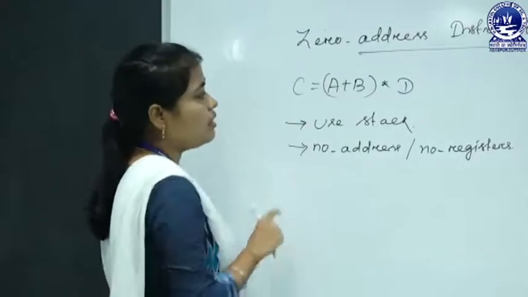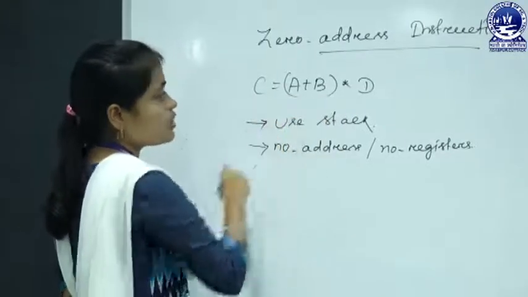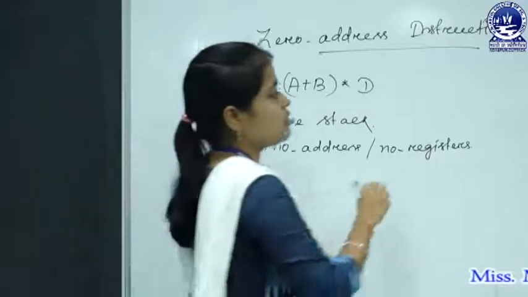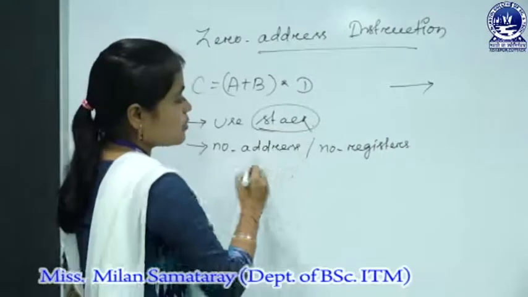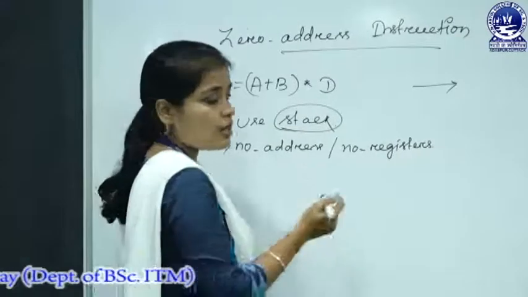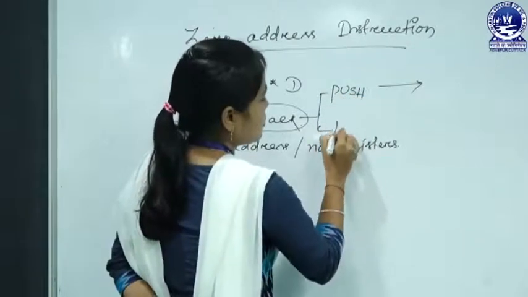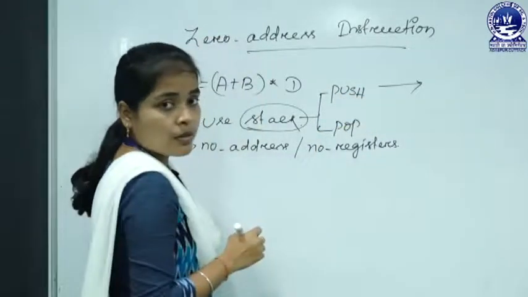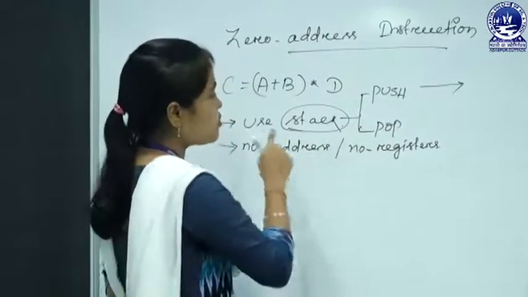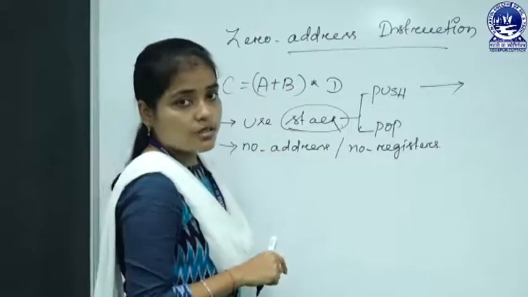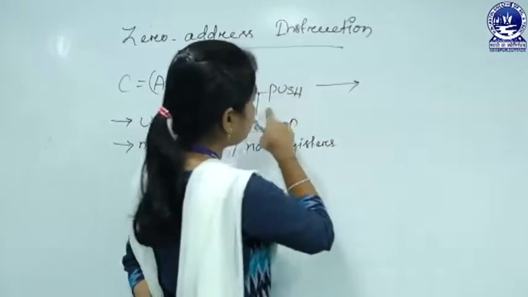So, let us see how we will write the instructions to execute this high level language instruction. We know that stack performs its operation on the basis of two operations, one is push, another one is pop. So, we are going to use these two operations, and by using these two we will execute this instruction. Let us see how we will write the assembly level language program for this.